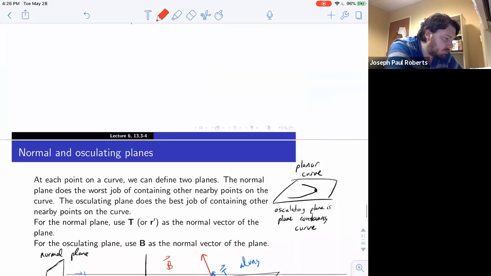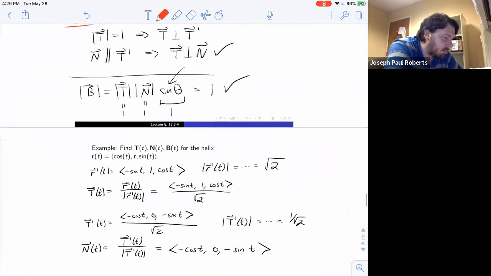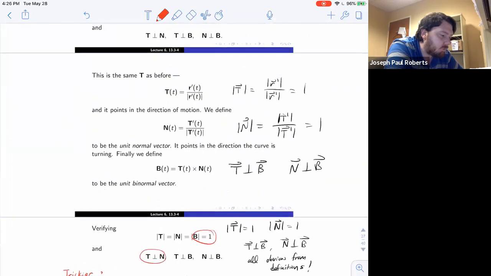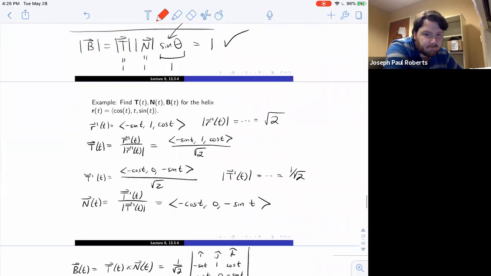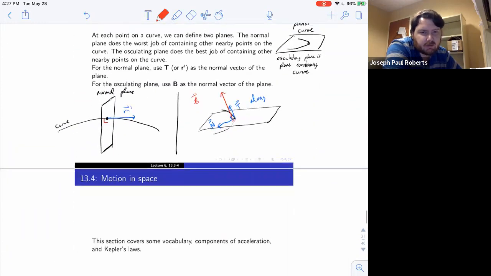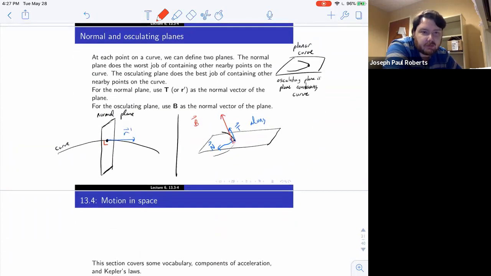I now realize that maybe I never said binormal vectors. So yeah, T is unit tangent, N is unit normal, B is unit binormal. And so I think we asked a couple homework questions on that, just applying some of those things.